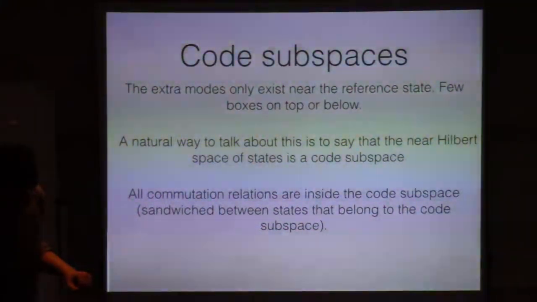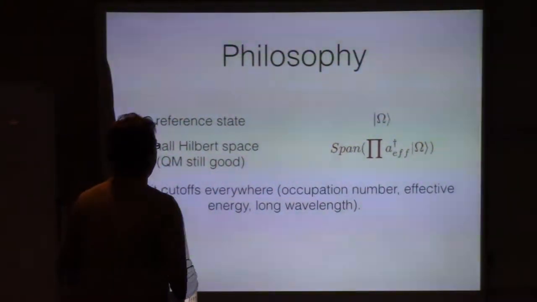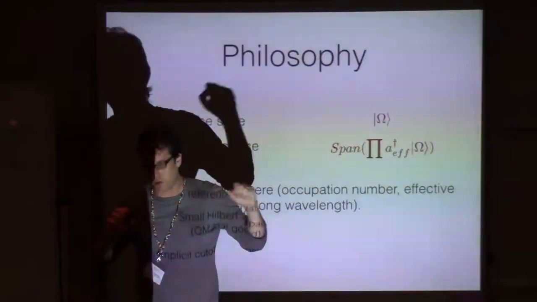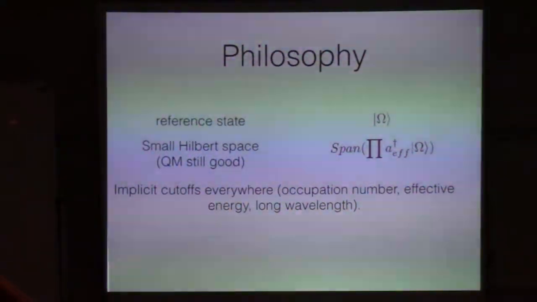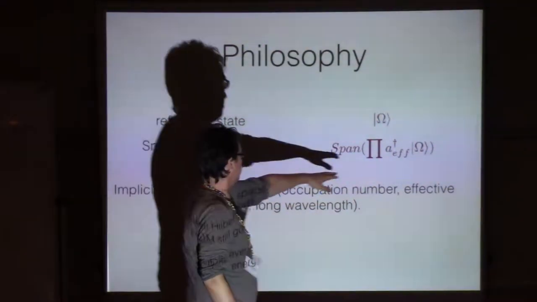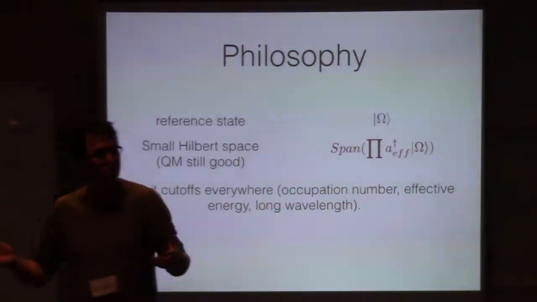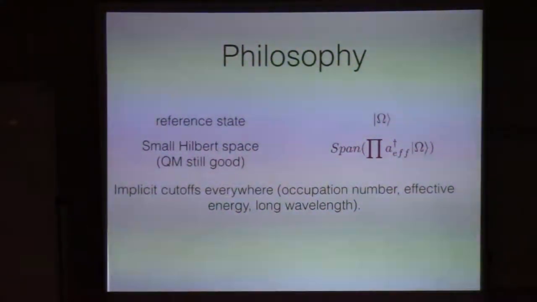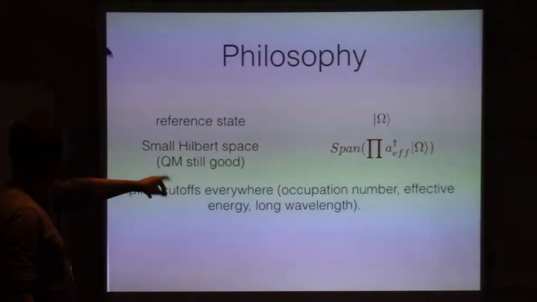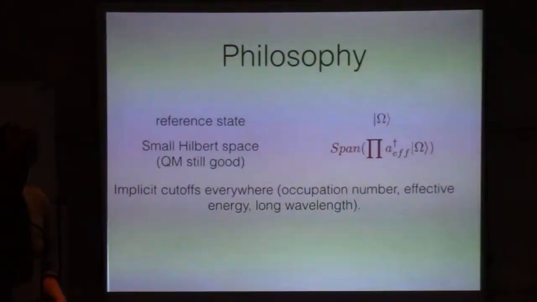And the philosophy, which is similar to the one proposed by Mazzaraggio, is that you have a reference state. In this case, it's a rectangular Acta-Blom, but in principle, I can do it for all the states. I have some raising operators that I can act on this reference state and produce new states. And then I take a small set of these objects and I take the span of these objects. So this is a Hilbert space of states in the sense that I have some bases and I've generated something. And I can produce quantum mechanics with this stuff. And then there are implicit cutoffs everywhere, in the sense that the occupation number, the effective energy, long wavelength, all of this stuff is kind of in here.